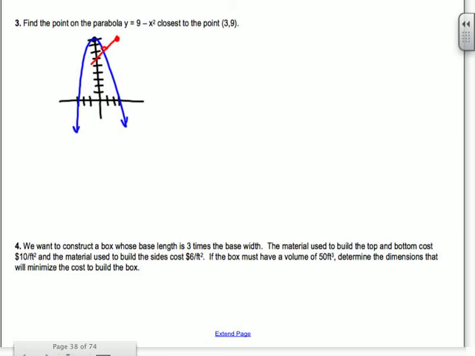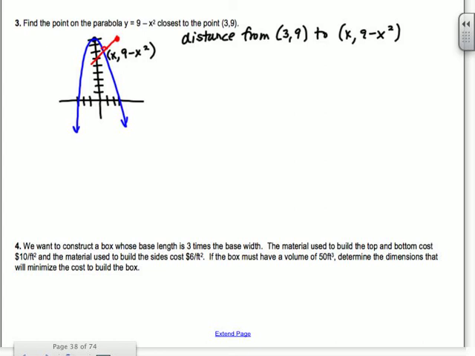Let's call this point (x, ...), and I'm not going to call it (x, y), because it's actually on that parabola. So what's its y value in relation to x? 9 minus x squared. You just used the equation. So it's (x, 9 minus x squared). We want the distance from (3, 9) to (x, 9 minus x squared), and we want to minimize it. We want to find that minimum distance.